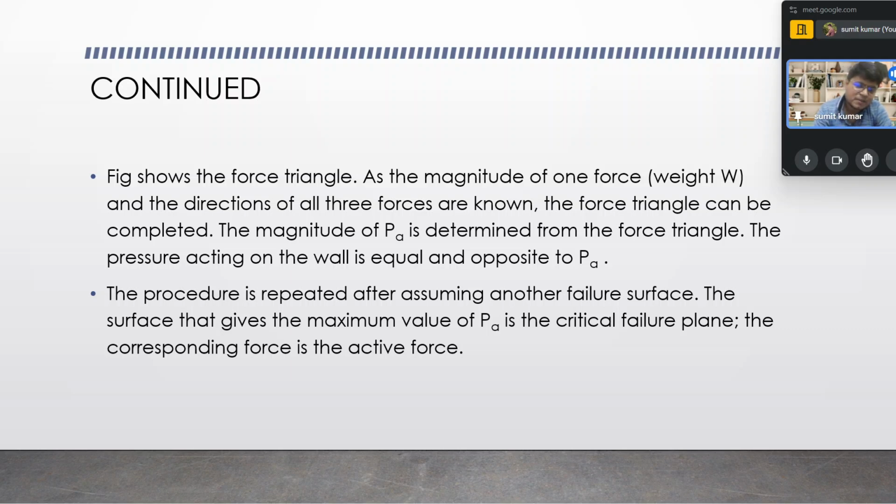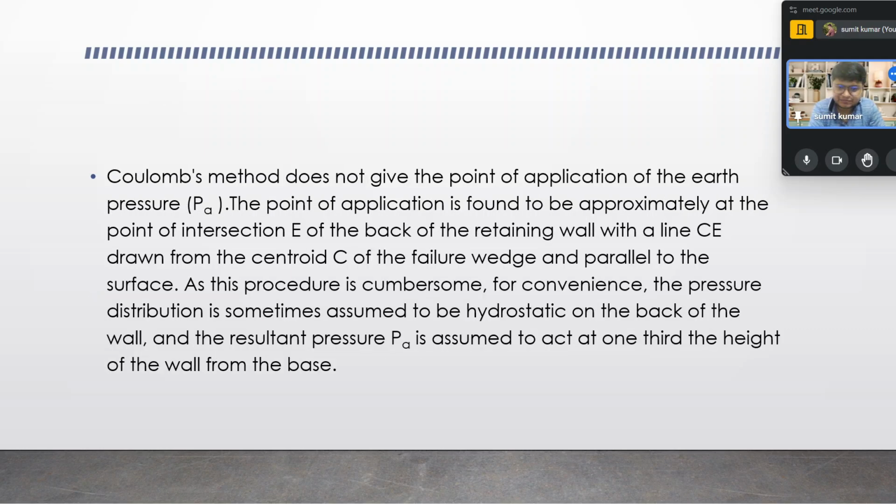So the magnitude of PA is determined from the force triangle, and the pressure acting on the wall is equal and opposite to PA. The procedure is repeated after assuming another failure surface. The surface that gives the maximum value of PA is the critical failure plane, and the corresponding force is the active force.